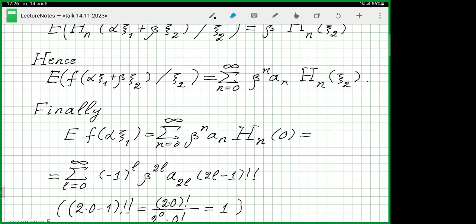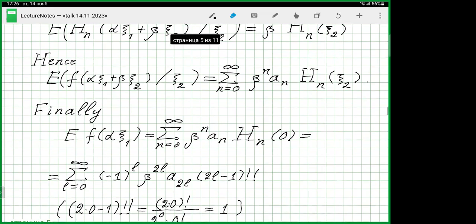Andrey Anatolyevich, I'm sorry, I don't understand: this expectation of f of alpha xi1 depends on beta. Beta is the square root of 1 minus alpha squared, or what? Yes, exactly, because they are connected, of course. So beta is the square root of 1 minus alpha squared. And could you please repeat, how does the first formula yield the second one? When you have the expansion beta to the power n, a_n, h_n of xi2. Yes.